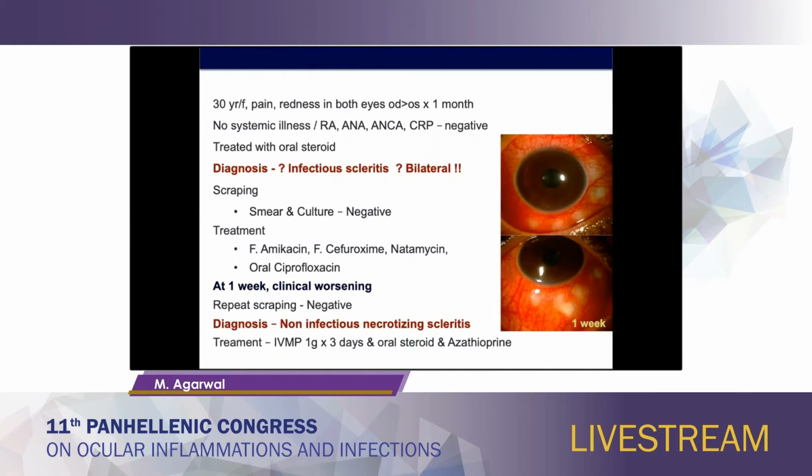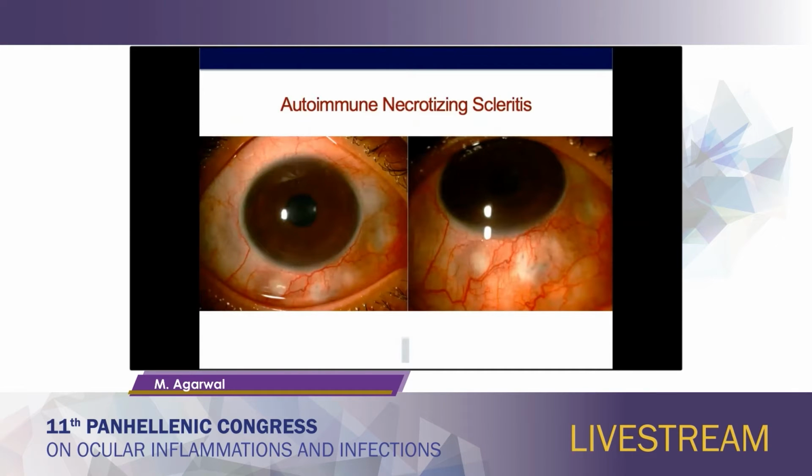However, we started her on topical and oral antibiotics, but at 1 week, there was clinical worsening. A repeat scraping also did not show any results. Hence, we diagnosed non-infectious necrotizing scleritis. She was treated with intravenous methylprednisolone for 3 days, followed by oral steroids and immunosuppressive therapy. So what we see at 3 months, the patient showing healing, all the areas of necrosis are healed, and hence this was an autoimmune necrotizing scleritis.